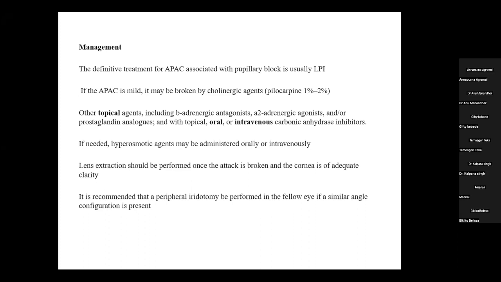Then lens extraction should be performed once the attack is broken and once the cornea is clear. In these patients, we have to do the PI in the fellow eye. We must do.